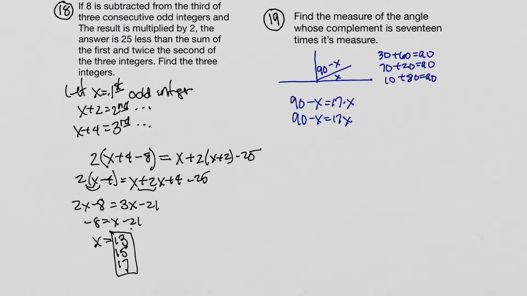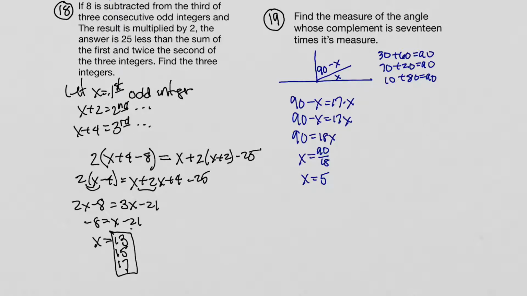Let's get x's on both sides. I'm down 1 here, I'm up 17 here. Let's add x. So we will get 90 equals 18x. So x is, let's divide, 90 divided by 18. That turns out to be 5.